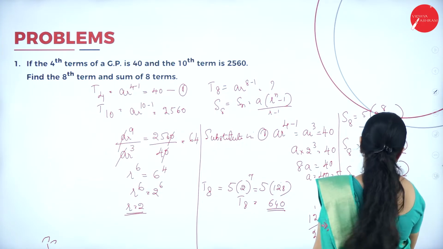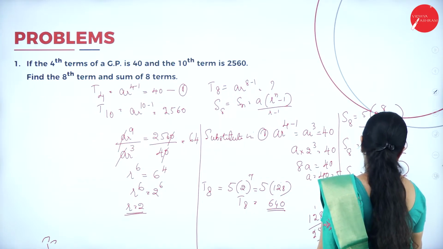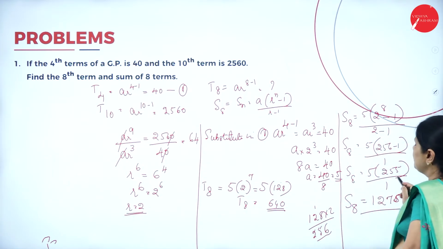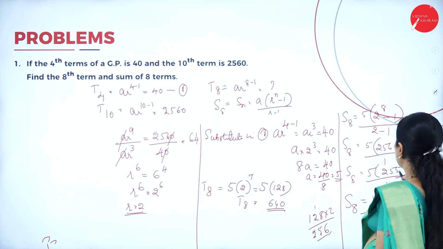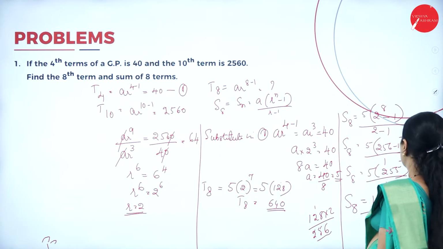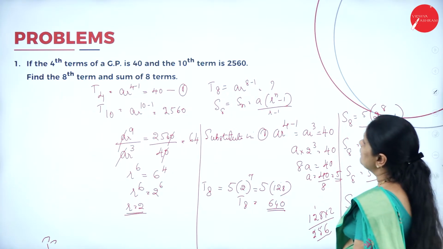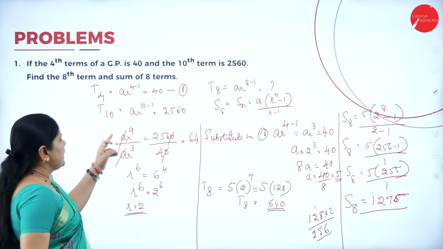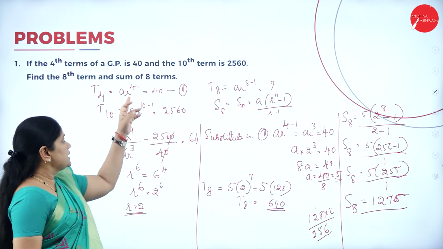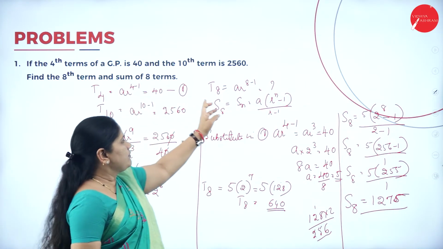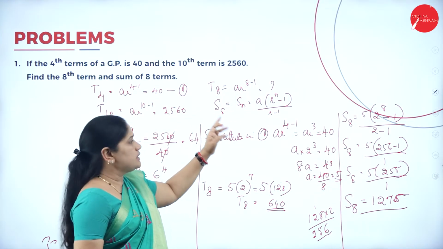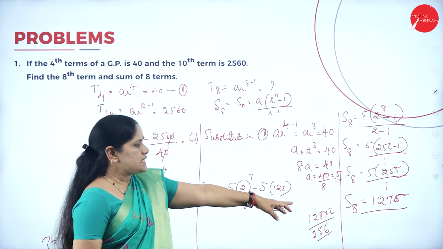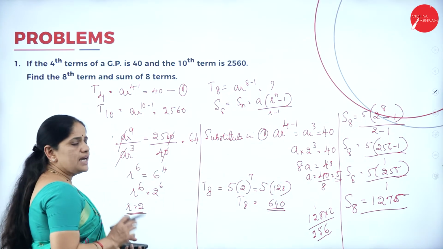So when we simplify this, S8 will be equal to 5 into 255 by 1. So S8 will be 1275, which is the answer. Now, I hope you have followed this. First, we find out the value of r using this Tn formula. Then we find the value of the sum of the terms here, that is Sn equals a into r to the power of n minus 1. So we get S8 equals 1275 as the answer.